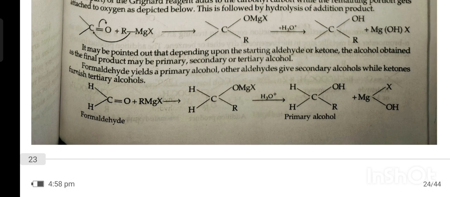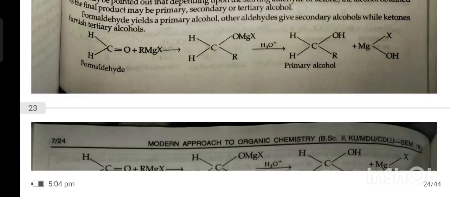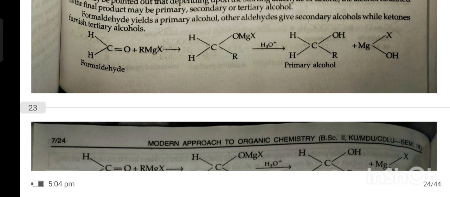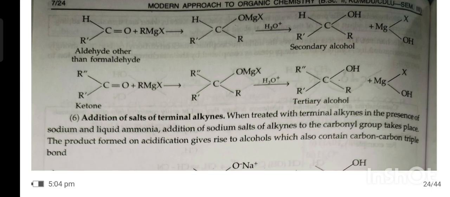Formaldehyde yields a primary alcohol, other aldehydes give secondary alcohols, while ketones furnish tertiary alcohols. Formaldehyde reacts with Grignard reagent to give primary alcohol. Aldehydes other than formaldehyde react with Grignard reagent to give secondary alcohol. Ketones react with Grignard reagent to give tertiary alcohol.